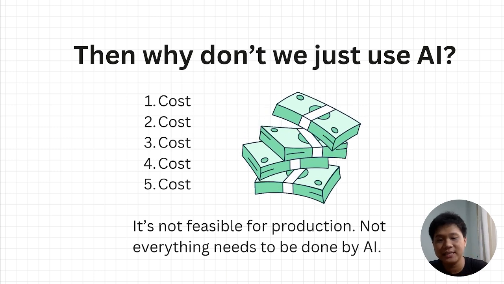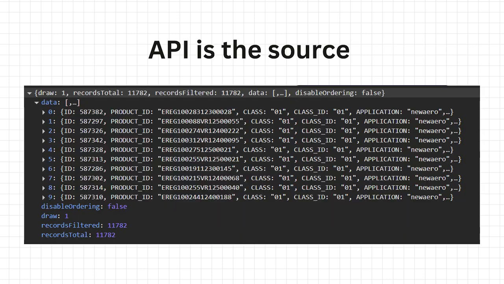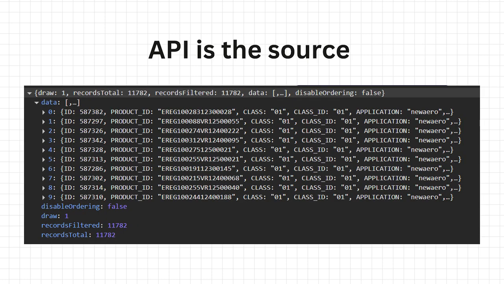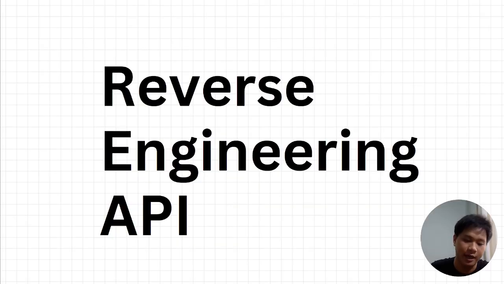So now, let's think a better way. If you understand the source, which is the API, why don't we just get the data directly from it? It already returns a clear JSON, so there's no need to worry about the changes in the HTML or the website structure anymore. You just hit the API and get all of the data. Intuitively, this method is more straightforward, right? The process of discovering the hidden API and extracting data from it is called reverse engineering the API.